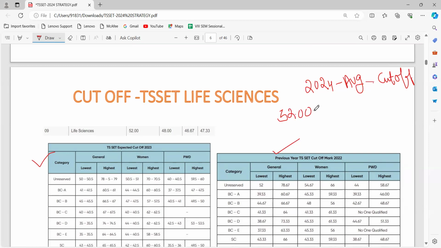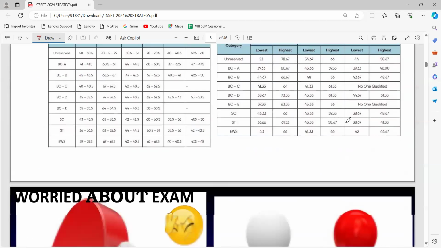General, it will be 52. All the BC categories, remember 48 to 50. And for ST and SC, I'm including that as well, try to remember 46 to 48 or 46 to 47.5. Mostly your cutoff will be in this particular range only.